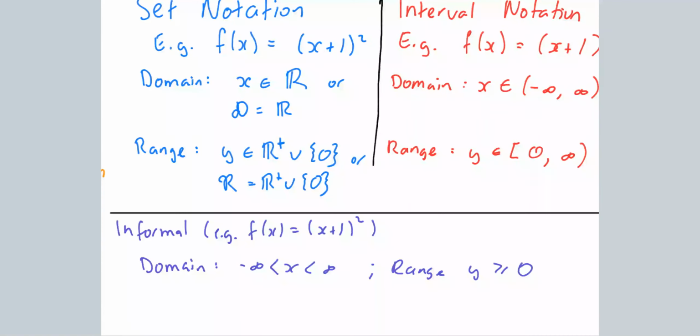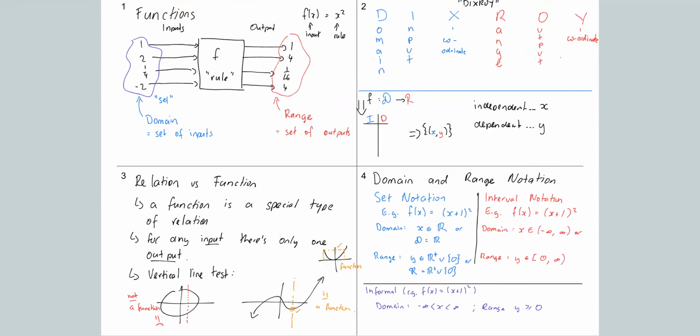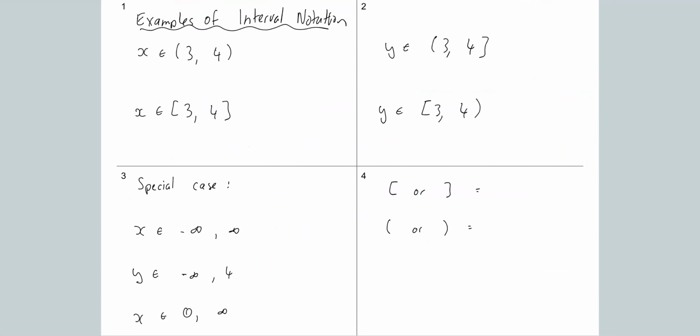Now, it's not a formal way of writing it, but in 315, if you do write the informal notation, as long as you get it right, you will get full marks for describing the domain and range in that way. But if you can, try and get hold of at least interval notation for this year, so that you're at least on the track for 415. Okay, let's have a look at some examples of interval notation, and that'll do for this video.